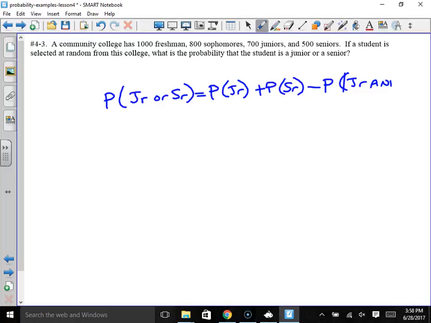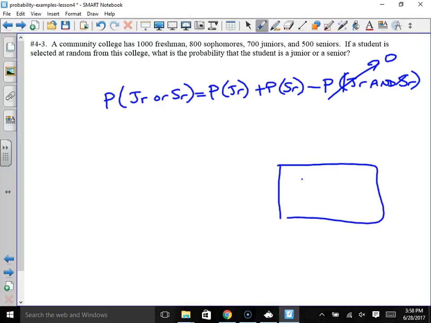So the question is, is that even possible? Well, I think it's impossible for someone to be a junior and a senior at the same time, so this probability is 0. That means these are what we would call disjoint or mutually exclusive events. In fact, if you were to make a Venn diagram of this situation, you would draw a bubble for the juniors and a bubble for the seniors, but you wouldn't have them overlapping because there's no way that a student can be a junior and a senior at the same time.